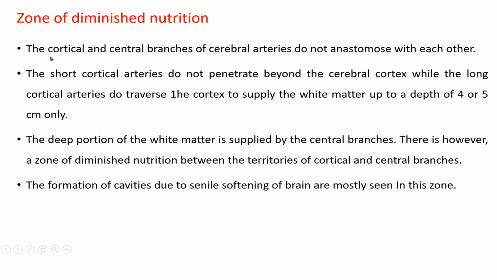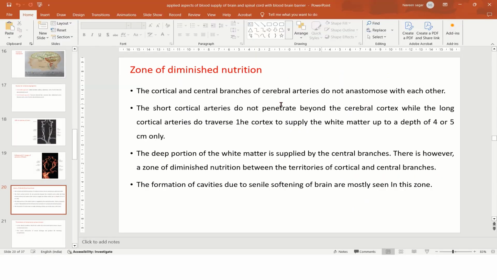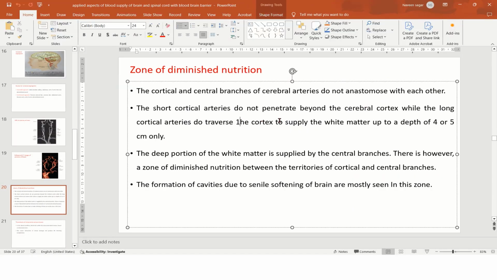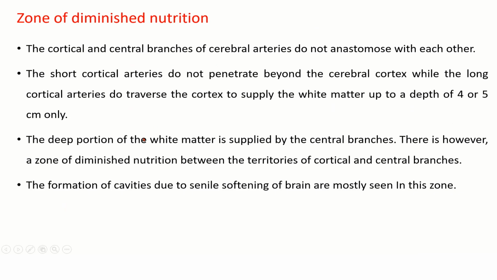There are two types of branches, namely the cortical branches which supply the cerebral cortex, and central branches which supply the central areas. The short cortical arteries do not penetrate beyond the cerebral cortex, while the long cortical arteries do traverse the cortex to supply the white matter up to a depth of 4 to 5 centimeters. Then the deep portion of the white matter is supplied by the central branches. There is a zone of diminished nutrition between the territories of cortical and central branches. So the formation of cavities due to senile softening of the brain are mostly seen in this zone.